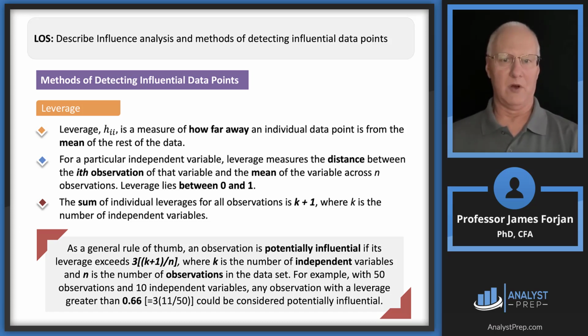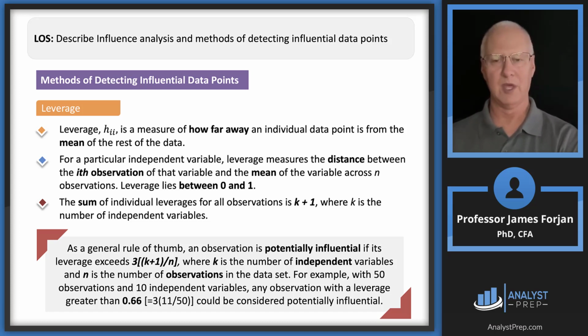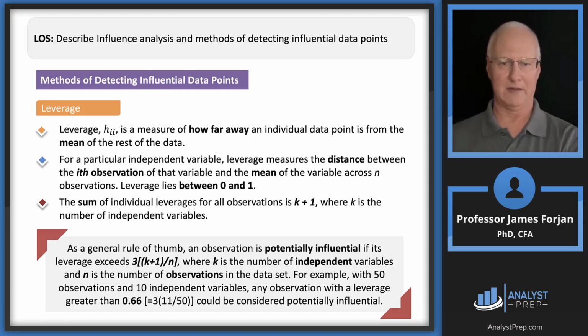Now, the other thing you need to know is that leverage will always fall between 0 and 1. Look down at the bottom gray box. There is a general rule of thumb for a potentially influential data point: 3 times (k plus 1) divided by n, where k is the number of independent variables and n is the number of observations. You're going to need to memorize that general rule of thumb for the following reason.